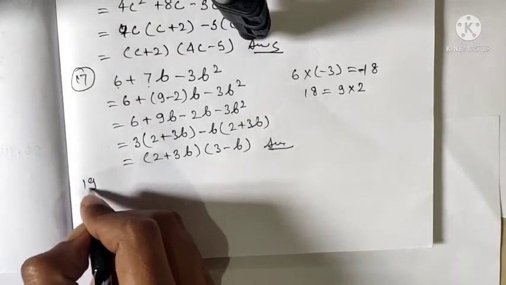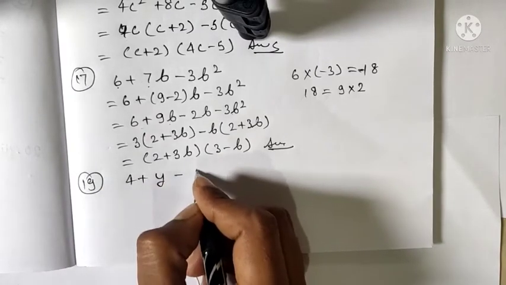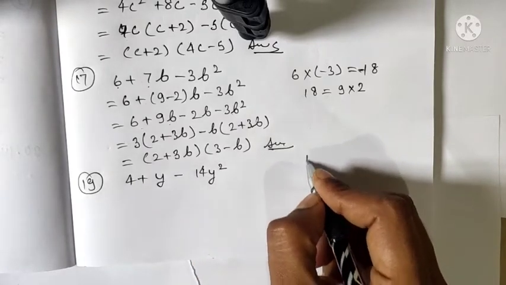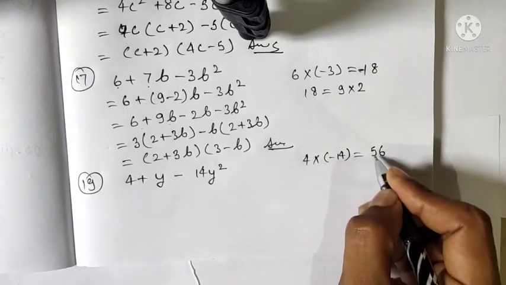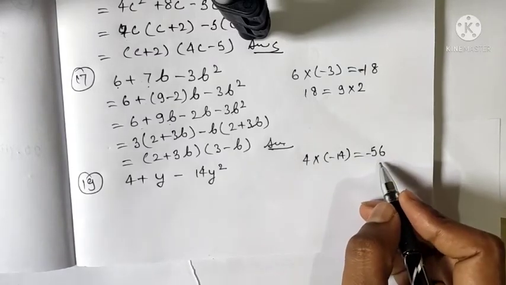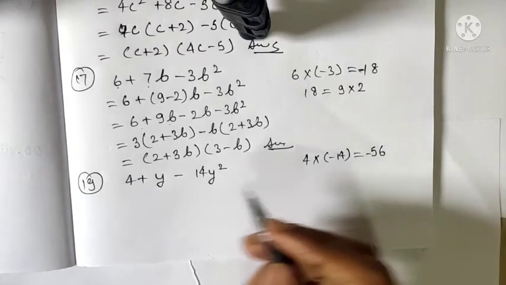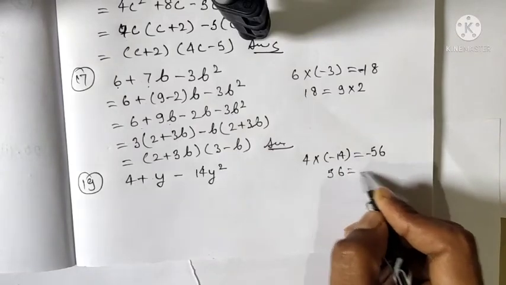Question number 19 is 4 plus y minus 14y square. Since it is a trinomial, we will multiply 4 and minus 14, it will be minus 56. Since the sign of 56 is negative, we have to find the factors of 56 in such a manner that their difference will be equal to 1. And as we know, 56 is equal to 8 into 7, and 8 minus 7 is 1.